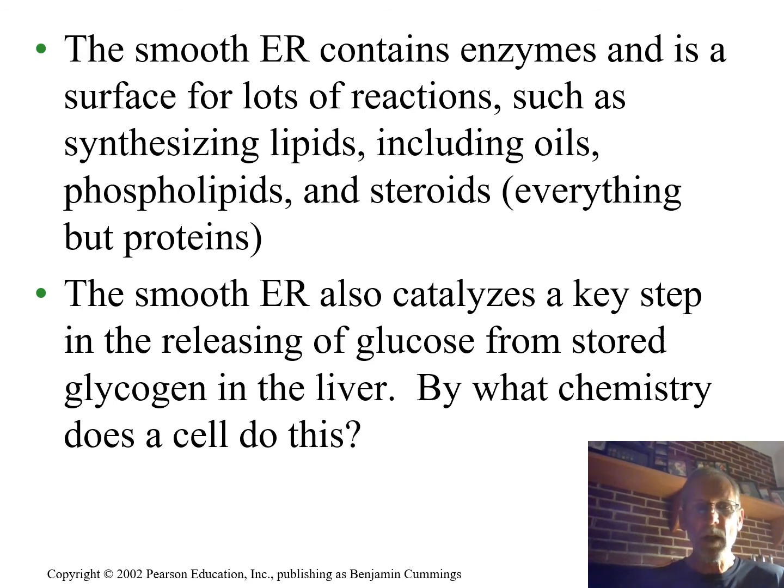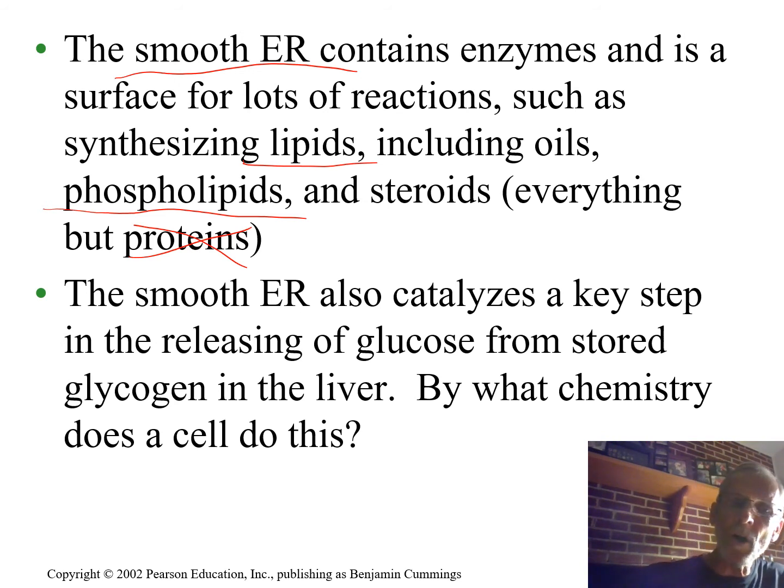So the rough endoplasmic reticulum, since it has ribosomes physically stuck to it, that suggests correctly that its function is to be a surface on which proteins can be made. The smooth ER is also a surface. It's got a lot of enzymes in its membrane, but it doesn't have ribosomes. So it can't make proteins on the smooth ER, but it can make other molecules, especially lipids, like the phospholipids that make up membranes.